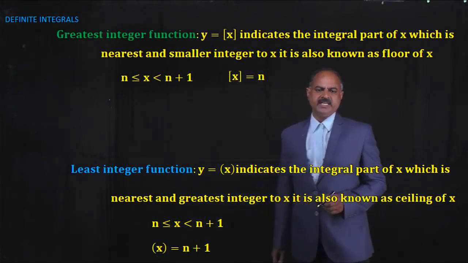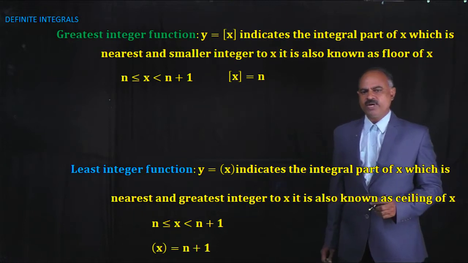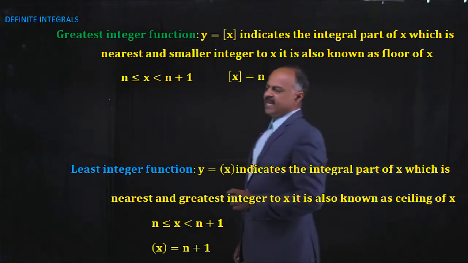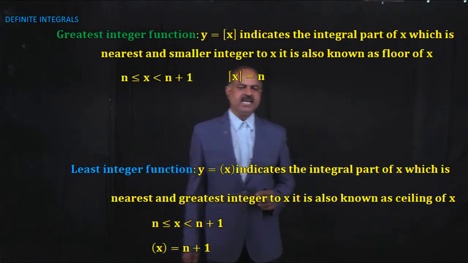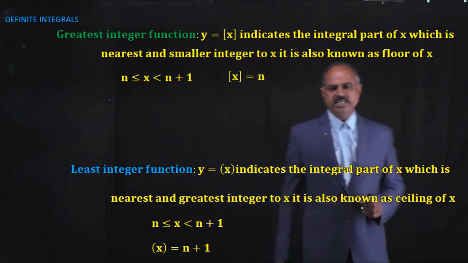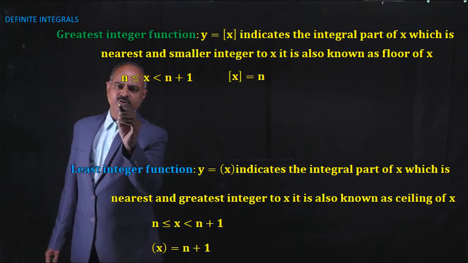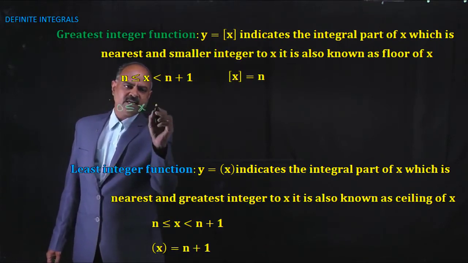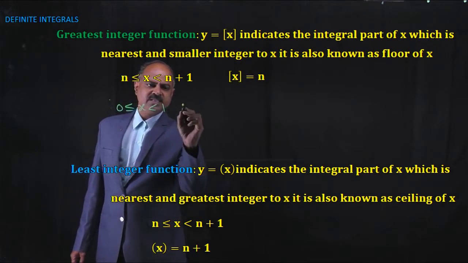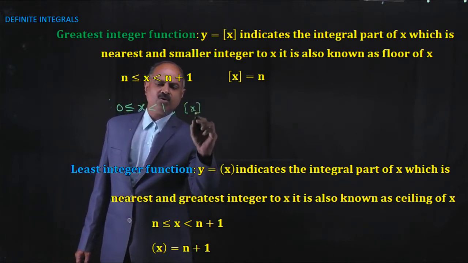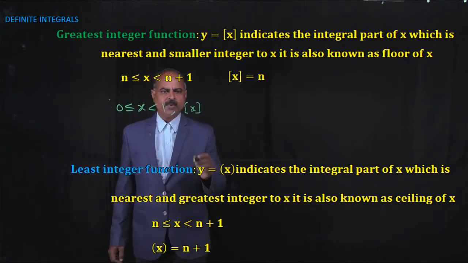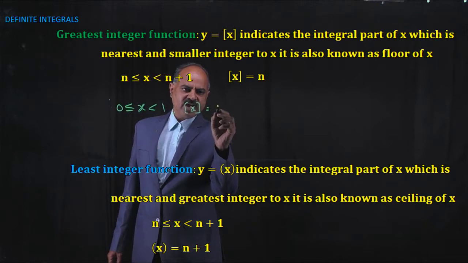Greatest integer function y equal to [x] indicates the integral part of x, which is the nearest and smaller integer to x. It is also known as the floor of x. If n less than or equal to x less than n plus 1, then [x] equal to n. So if 0 less than or equal to x less than 1, [x] equals from 0 to 0.9, and the [x] value is 0.